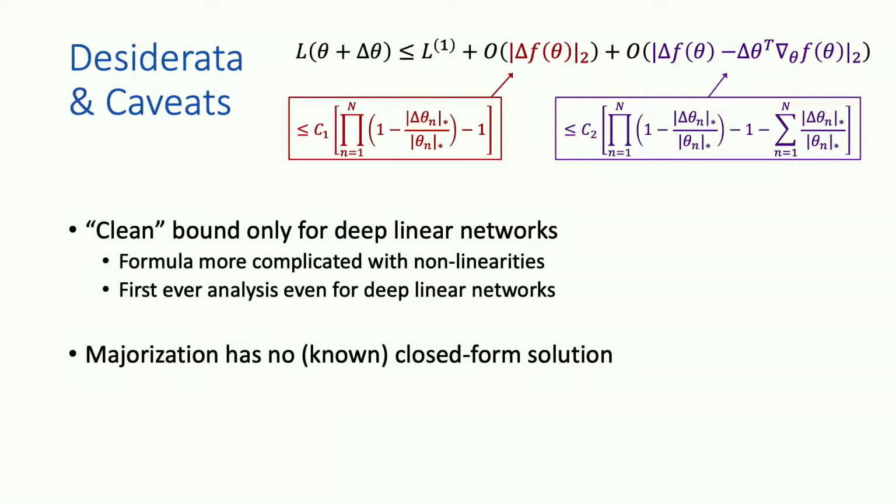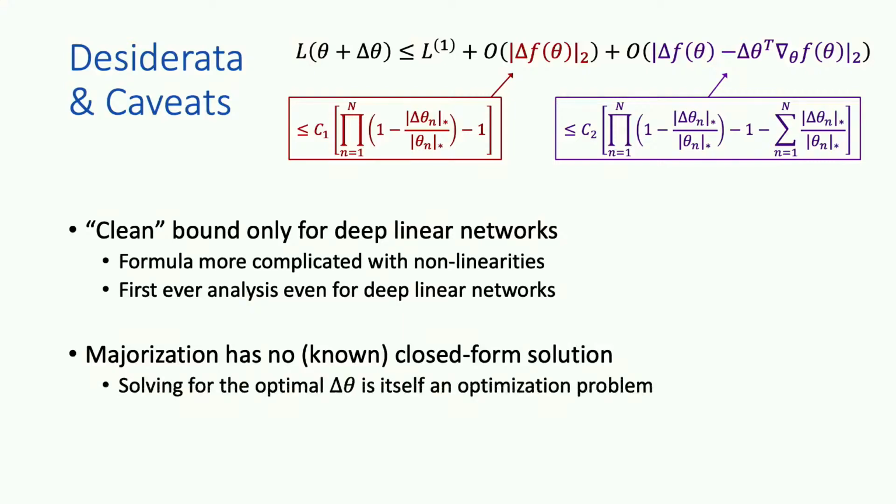Another issue with using this majorization is it doesn't have a closed form solution. So unlike gradient descent, where you don't actually have to solve this inner minimization problem because it has a closed form solution, this one does not. So solving for the optimal step in each inner loop is itself an optimization problem.